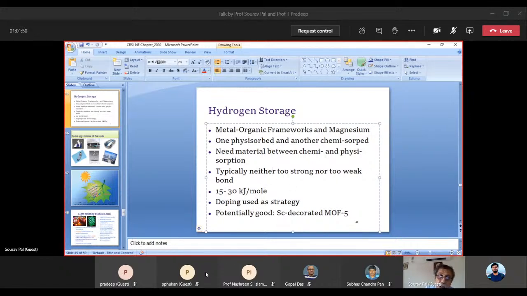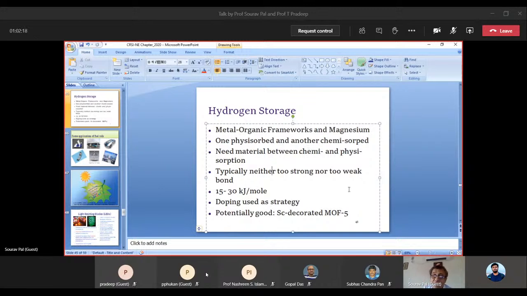In fact, many people have looked at what could be the interaction energy. Metal organic framework, all of you know, is 1 to 5 kilojoules per mole. Magnesium is 60 kilojoules per mole, very, very strongly bound. So people are looking at 15 to 30 kilojoules per mole as an alternative. So one can again look at a strategy of doping metal organic framework or doping magnesium to bring it in this range. It's a very good strategy.